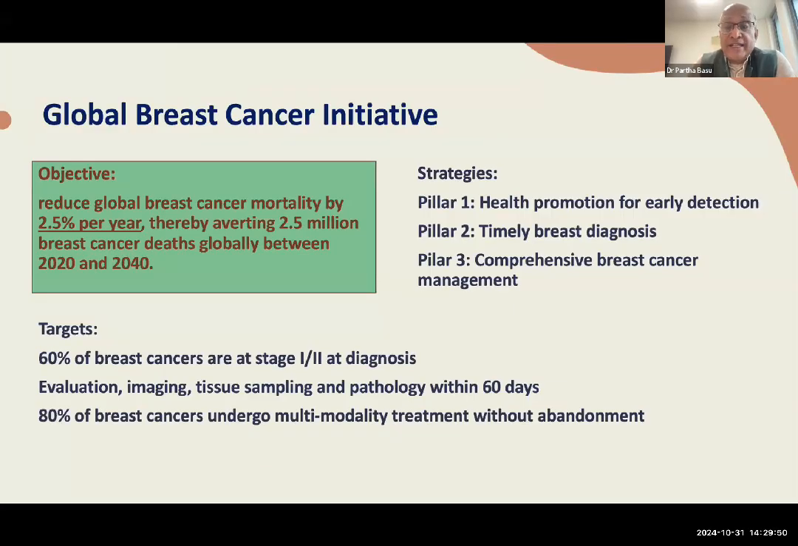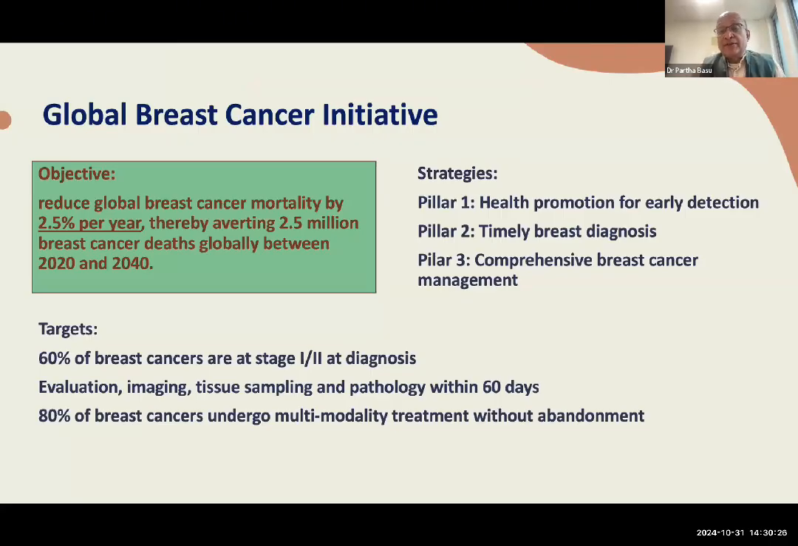There are countries that have been able to achieve, for example, 60% of breast cancers detected at stage 1 or stage 2 at diagnosis. If we can ensure that all women complete their diagnostic evaluation within 60 days of coming in contact with healthcare facilities, and if at least 80% of breast cancer patients undergo multimodality treatment without abandonment, it is feasible to reduce mortality from breast cancer by 2.5% every year.